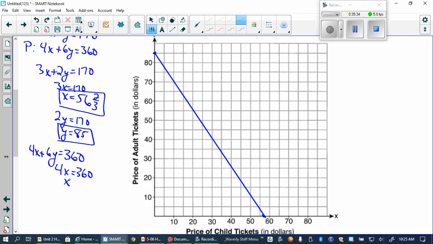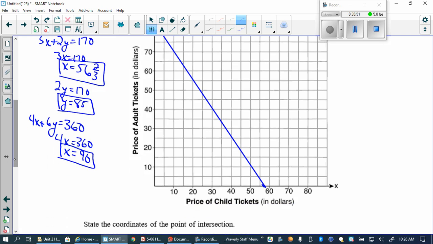What's the x-intercept for this one? Hang on. 360 divided by 4. 90. Yeah. Now let's do the y-intercept.